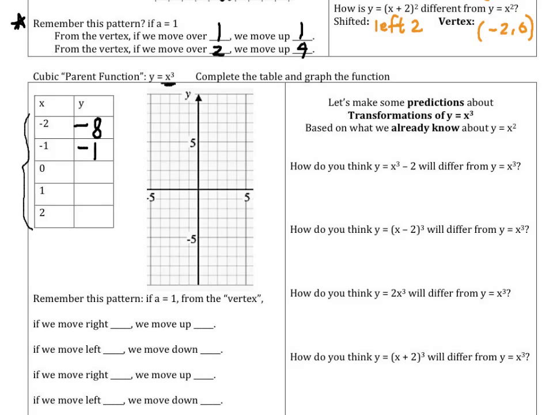0 cubed is 0 times 0 times 0, which is 0. 1 cubed is 1 times 1 times 1, which is 1, and 2 cubed is positive 8. Okay, and we can also plot these here. So negative 2 is at negative 8. So there's that point. Okay, negative 1 is here. Here's 0, 0 at the origin. Here's 1, 1. And 2, 8 is up here.